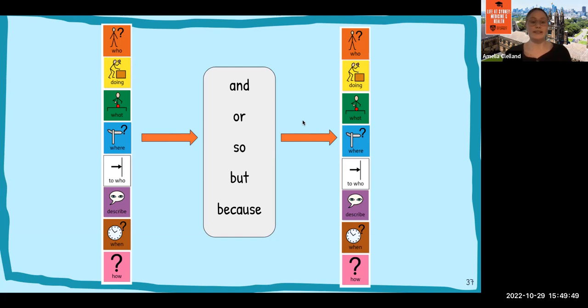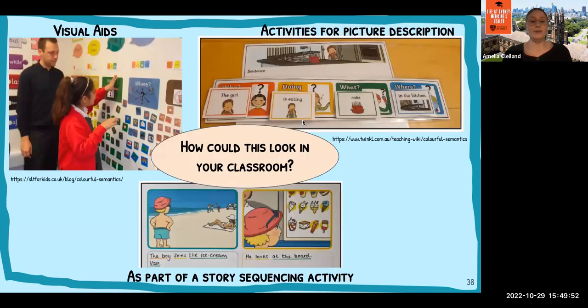and more complex sentences. There are various ways that colourful semantics can be incorporated in the classroom to build on sentence structure development. As you can see on the screen, this may include using visual aids in the classroom as part of an activity for pitch descriptions or as part of a story sequencing activity.